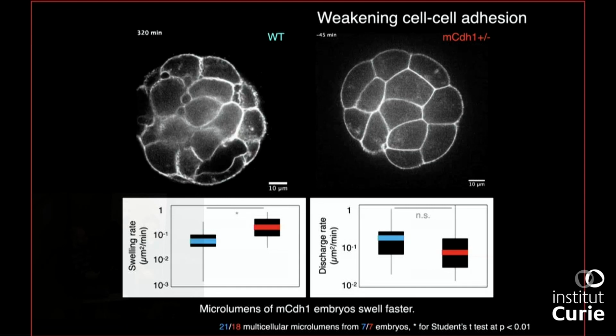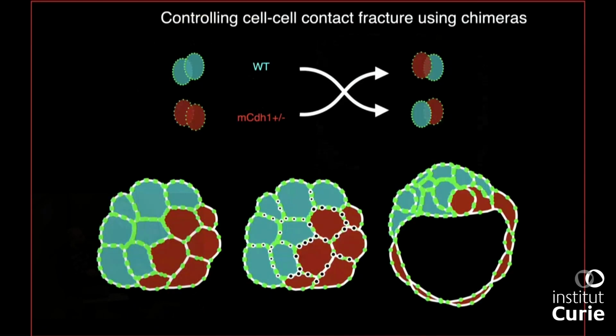Again, which is compatible with this idea of hydraulic fracturing. And so now we have a way also to pattern adhesion within one embryo. If we take wild-type cells and mutant cells and bring them together, we can make an embryo where half of the embryo has a normal amount of adhesion, and the other half has a weaker adhesion. And so then we expect that the fluid will follow the path of least resistance and will go into the half which has less adhesion.